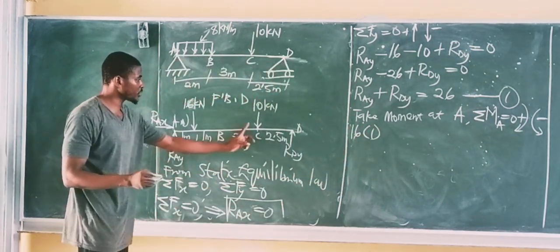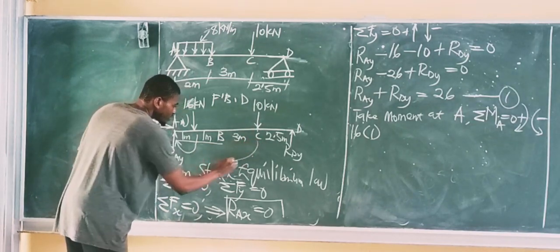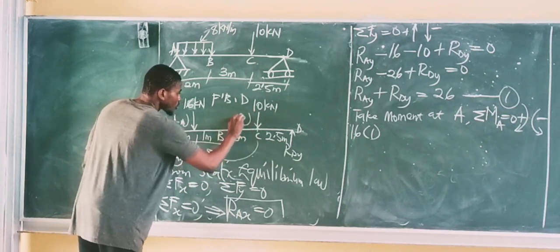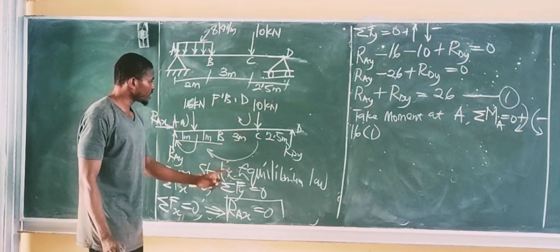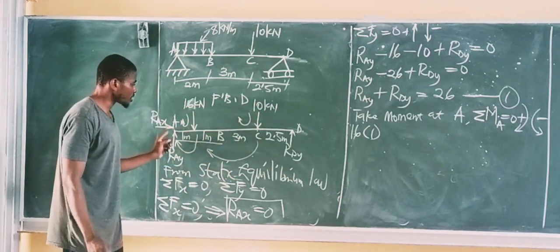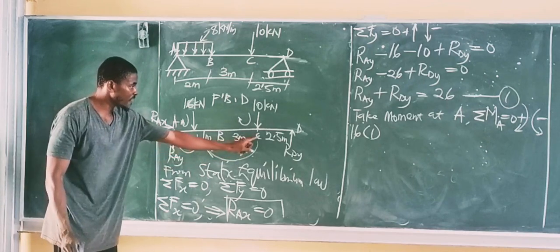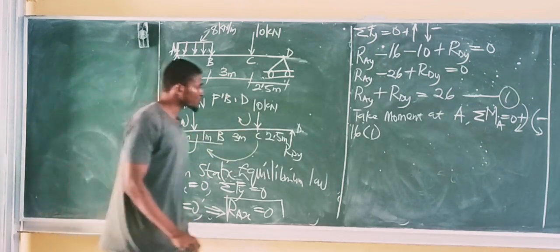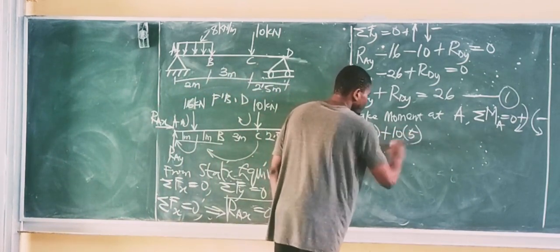Also, we have a 10 kN force that's also pointing downward. This force goes clockwise to take moment about point A, and is positive. The distance it takes this force to get to point A is simply 3 plus 1 plus 1. That's 5 meters. It takes 5 meters for this force to get to point A, and it's positive because it's clockwise. So you simply have plus 10 times 5.